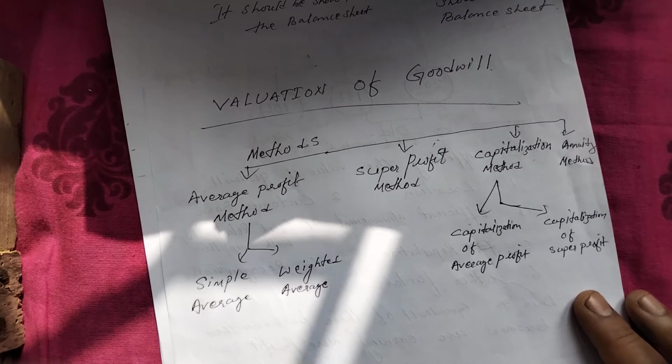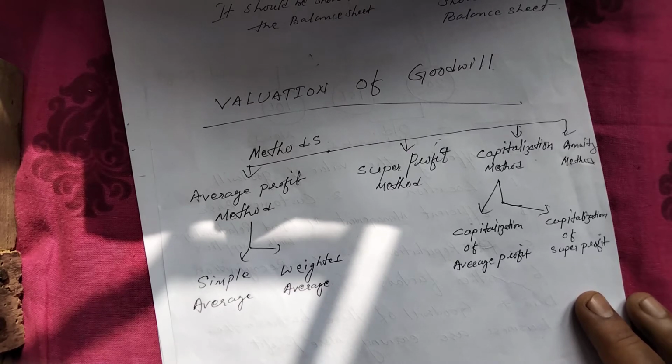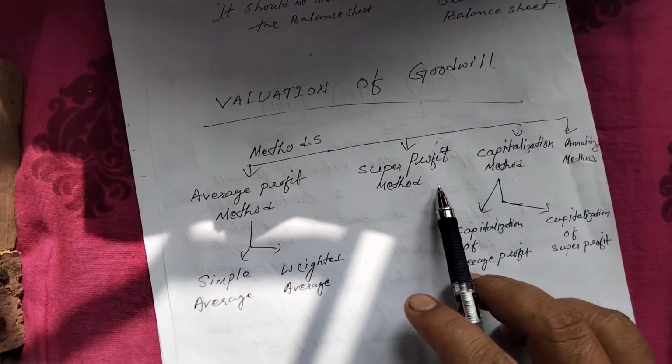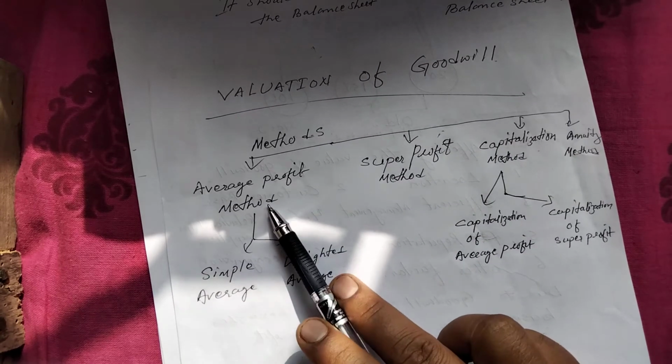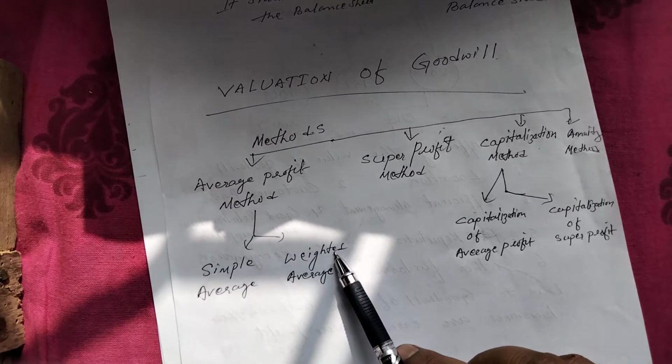In our previous video, we discussed goodwill, the types of goodwill, and the methods of valuation of goodwill, that means how to calculate goodwill. So we studied that we have different methods of valuation of goodwill: the average profit method, super profit method, capitalization method, and annuity method. Further, the average profit method has been divided into simple average and weighted average.